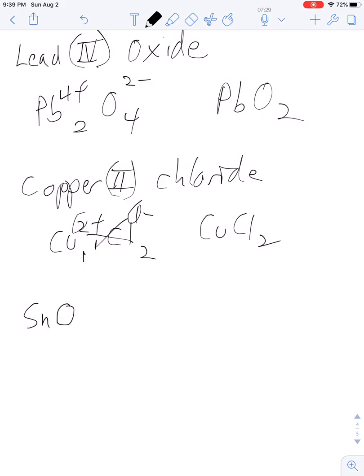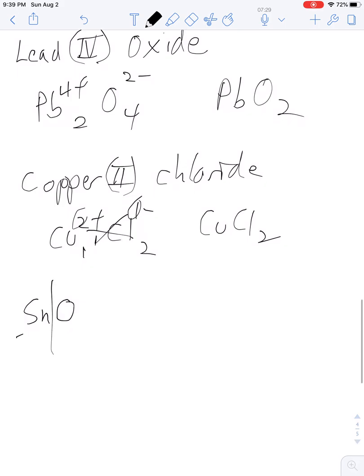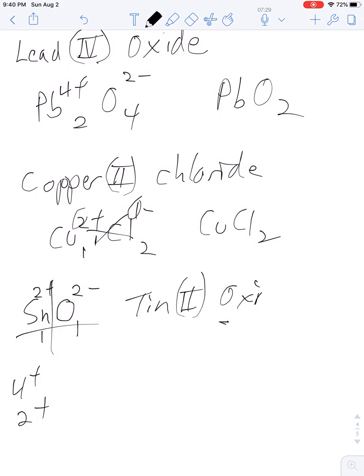So first you name the metal. The metal is tin. Can tin have more than one charge? Yes, it can. Tin can be a 4 plus, or tin can be a 2 plus. So then how do I know what charge it is? Basically, you have to reverse the crisscross. Oxygen's a -2, I have one of them. Tin, I have one of them. So in order to balance, tin would have to be a +2. So it's tin 2 oxide.